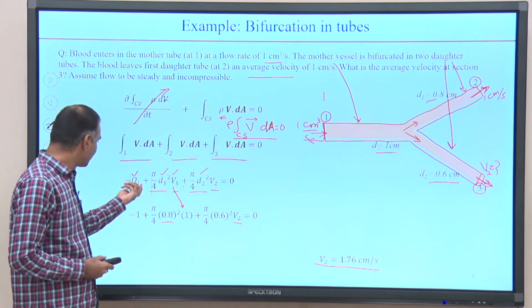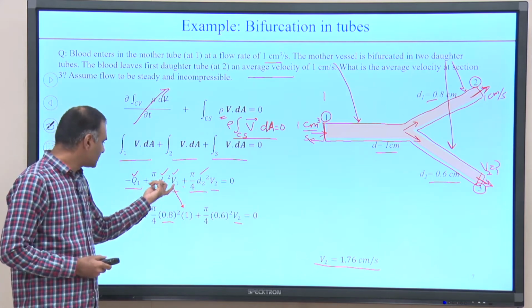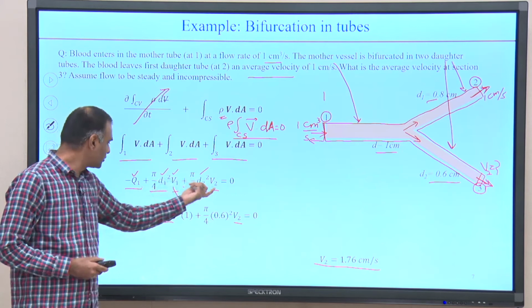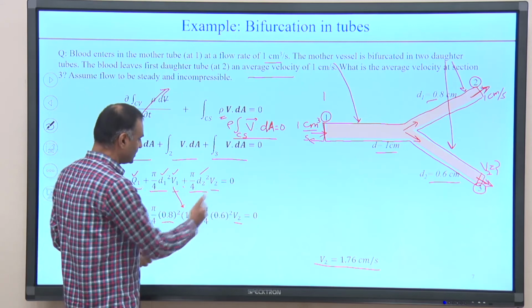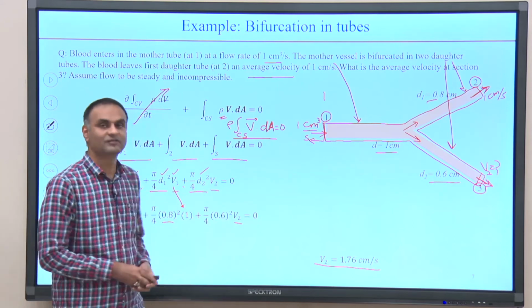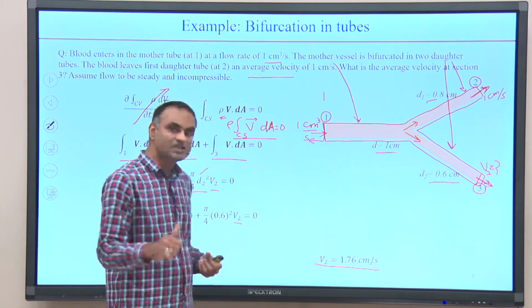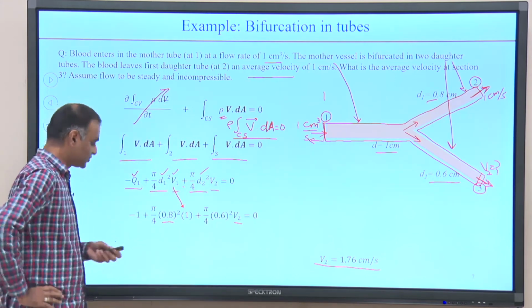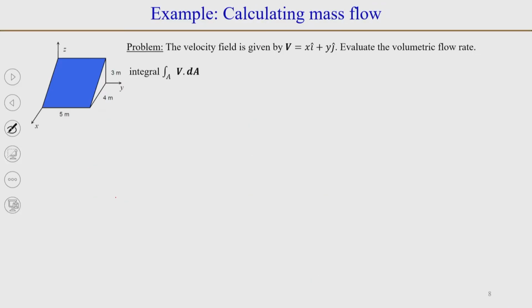Basically, this is flow rate or volumetric flow rate, that is equal to the exit, the flow coming out from these two daughter tubes, A1 V1 plus A2 V2, that is equal to the total flow that is coming in. Now, suppose the numbers had been such that you get V2 equal to negative. That simply means that the flow is coming in from tube 3 rather than going out. Okay. So, let us look at the next problem.